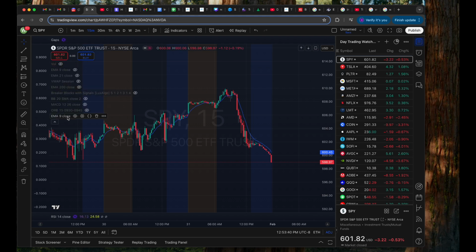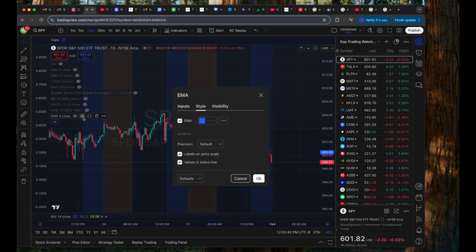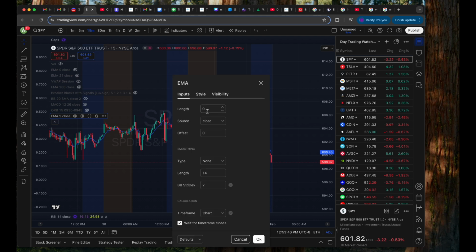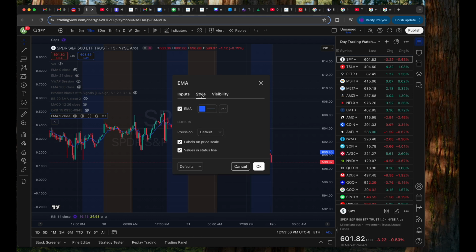And then what you would do is you would go here, go to settings, and go to inputs, and then the length. The length is however many days. So the first one you would click 9, the next one you would click 21, and then the next one you would click 200, right? And then you want to make them different colors.